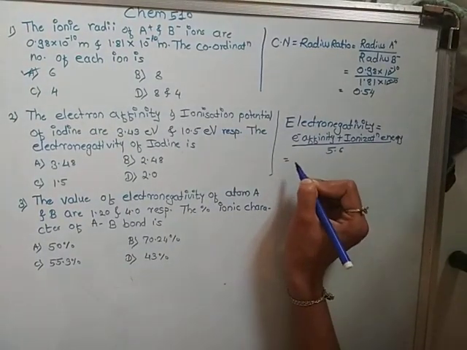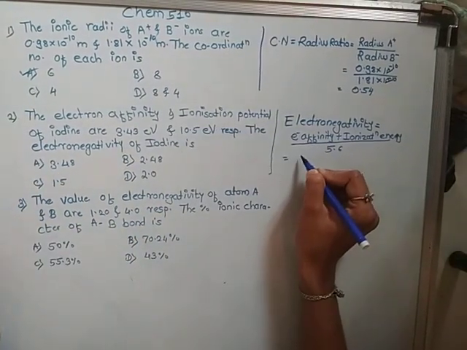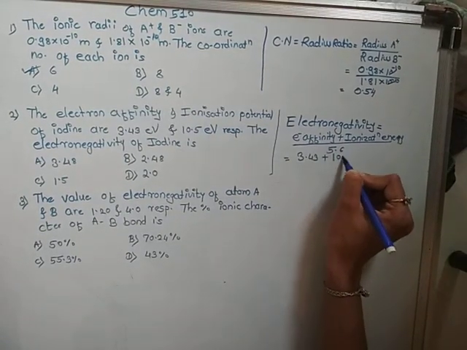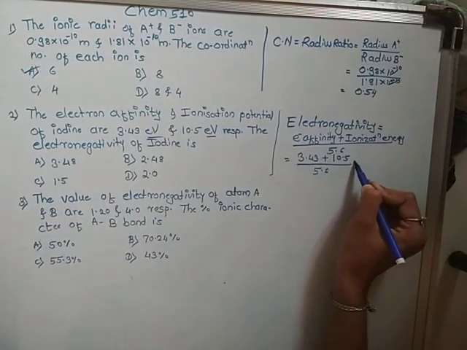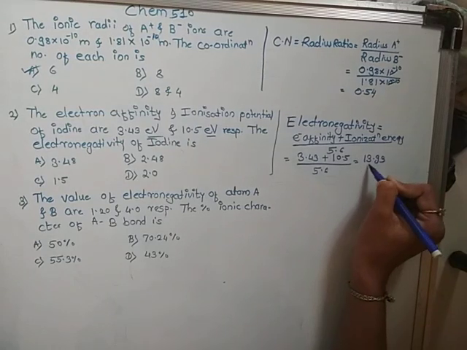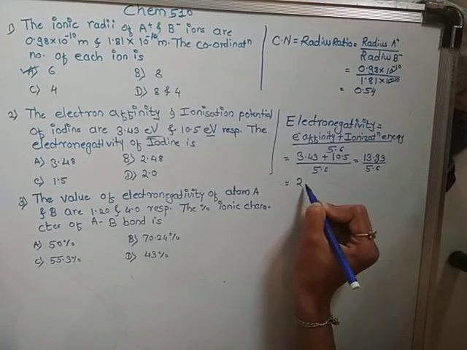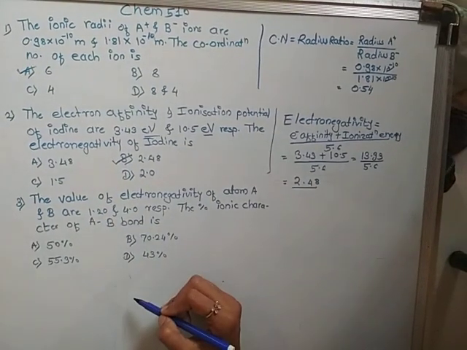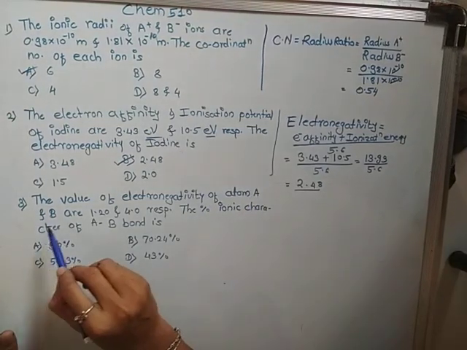So the value of electron affinity is 3.43, plus ionization potential is 10.5, both in electron volt, divided by 5.6, which is equal to 13.93 divided by 5.6, which is equal to 2.48. So the answer is B, 2.48.